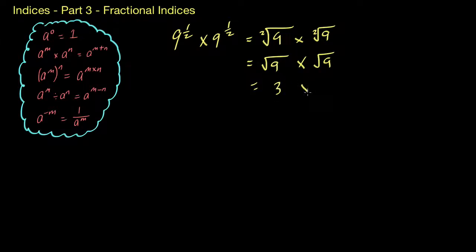So we've got 3 times 3. 3 times 3 takes us back to our 9. So you might have seen this in the surds video, where we saw that if you take the square root of something and multiply it onto itself, it actually cancels out the square root.